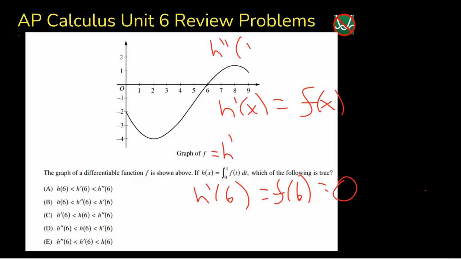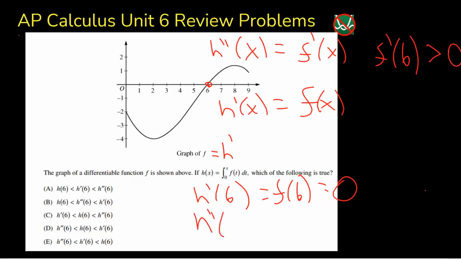The second derivative of h is going to be equal to the derivative of f. So f prime of 6, well, we have the graph of f prime shows up as the slope. And at 6, the graph of f is increasing. So f prime is going to be positive, which means that h double prime of 6 is going to be greater than 0. See where we're going here.